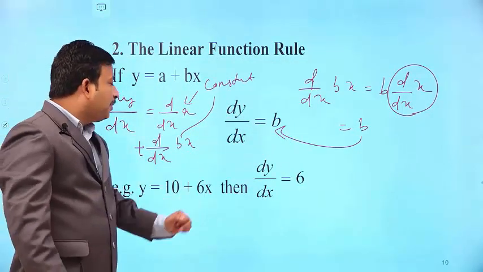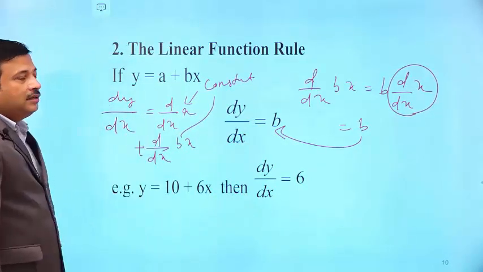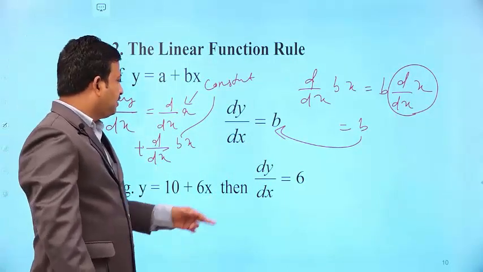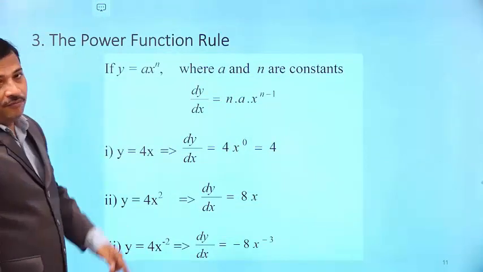So if y equal to 10 plus 6x, then what happens? Dy by dx equal to 6. This is the second rule. If you take any linear function, then you can do the differentiation like this. Power functions rule.